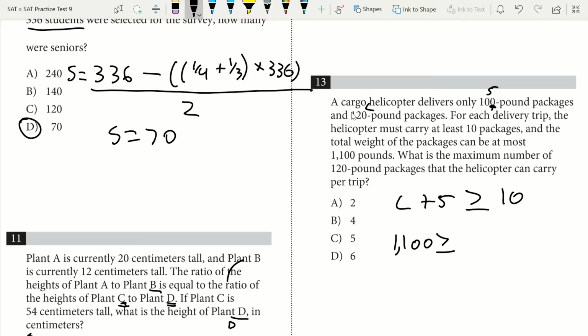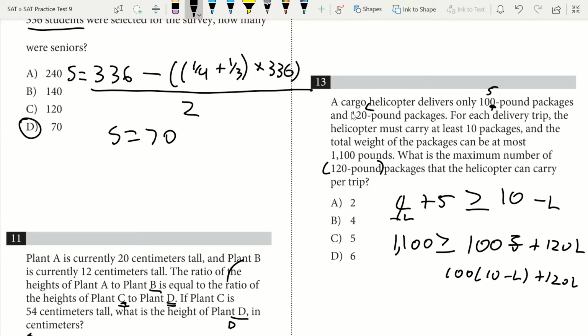So I'm asked what's the maximum number of 120-pound packages the helicopter can carry per trip. Well, I'm going to set up my inequality. I have 100 S on this part here. I'm going to put that dash through the S so you know it's not a 5. And that's going to also be plus 120 L. I need to solve for L, my large 120-pound packages, and the maximum number. So I'm going to find what S is equal to in terms of L up here. I'm going to subtract L from each side, and I see that S is equal to 10 minus L. So I'll plug that in here. So I have 100 times 10 minus L plus 120 L, right, less than or equal to 1,100.